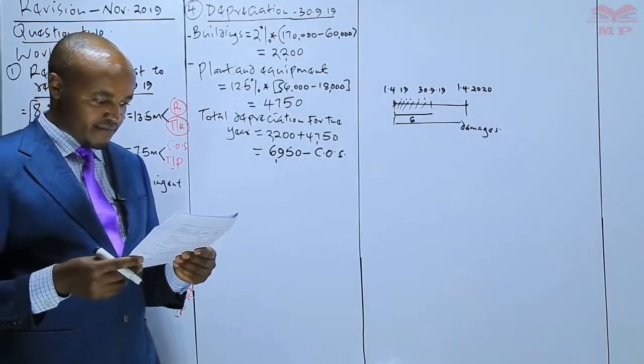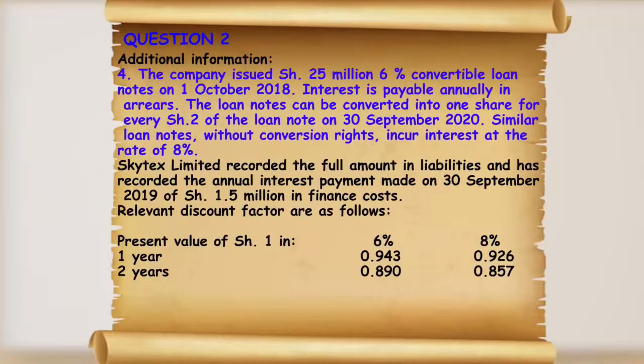So we are through with that note 3. Let's move to note number 4, and we are told the company issued shillings 25 million 6% convertible loan notes on 1st October 2018. 1st October 2018 is the start of the current financial year, and then we are told interest is payable annually in arrears.